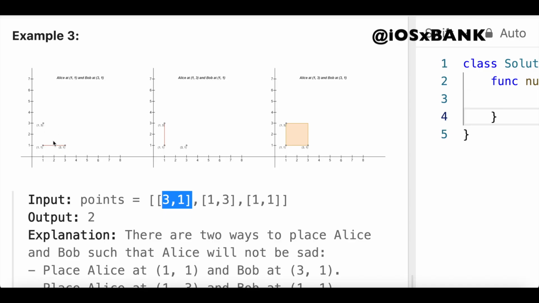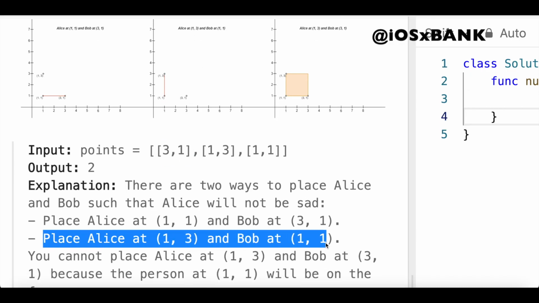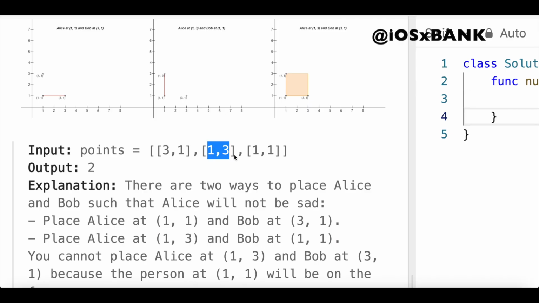That fits our requirements. Also, with this example right here, where we place Alice at 1, 3 and Bob at 1, 1, so we can place Alice here and Bob here, right? Alice will be up here and Bob will be right here. Once again, the third wheel is nowhere near the line. It's not on the line. It's not touching the line. So this fits our requirement as well.